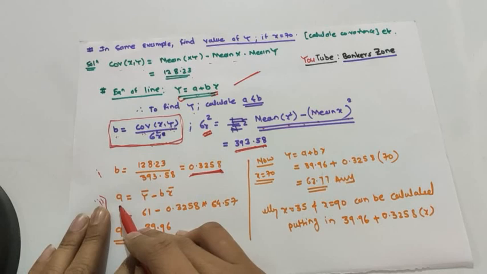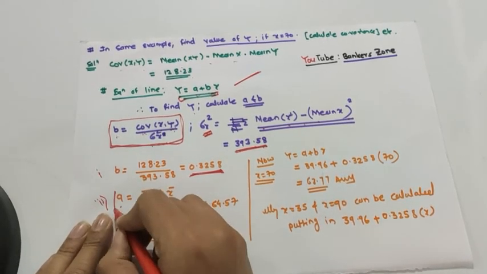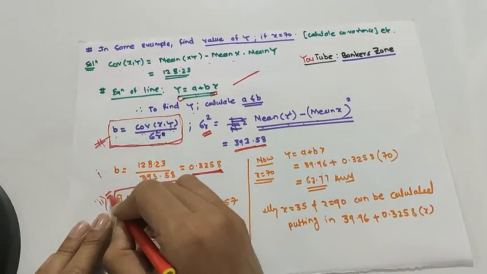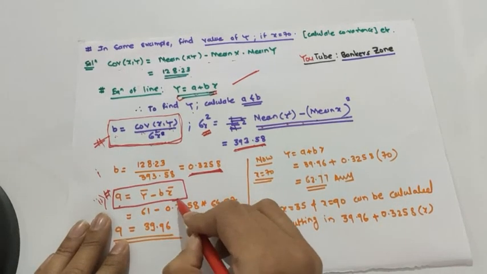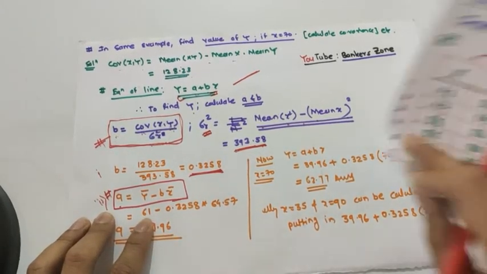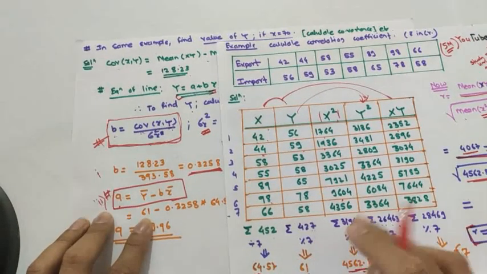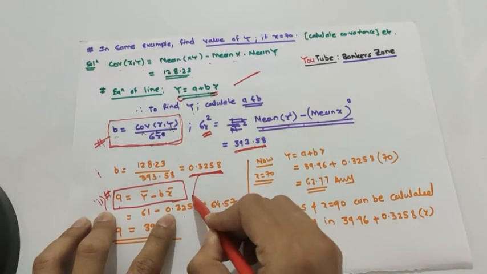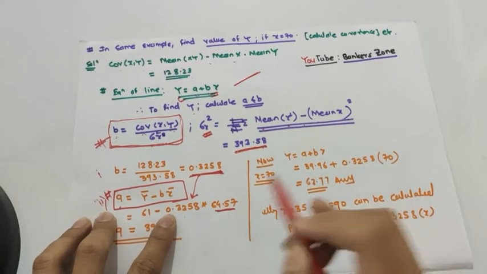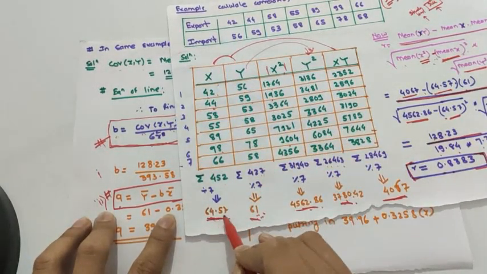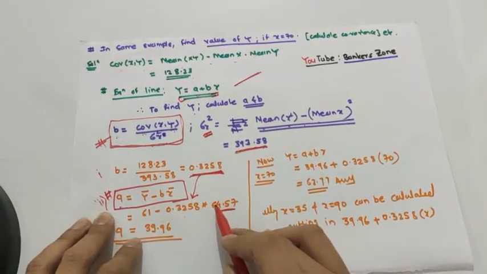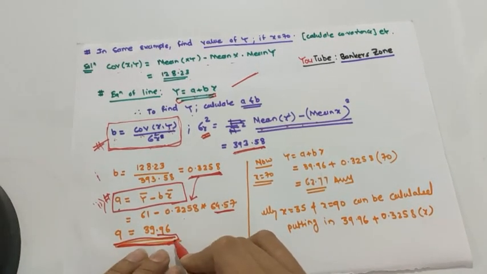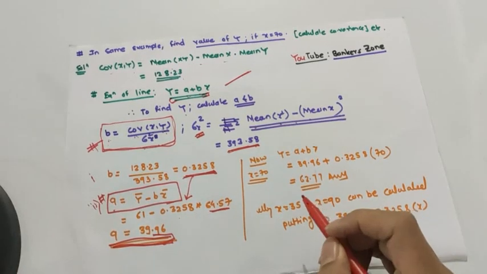For a, the definition is y bar minus b into x bar. The formulas for a and b you have to remember. The y bar we have already calculated, y bar is 61. We calculated b, and x bar we have also calculated, the value of x bar is 64.57. Put the values and you will get the value of a as 39.96.